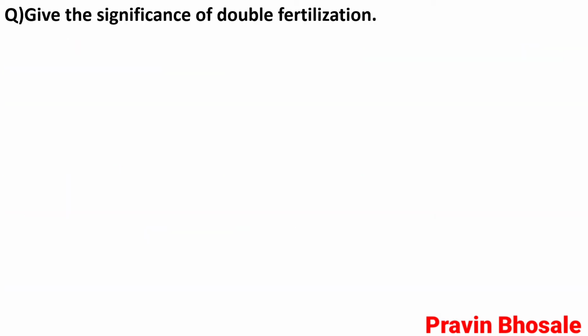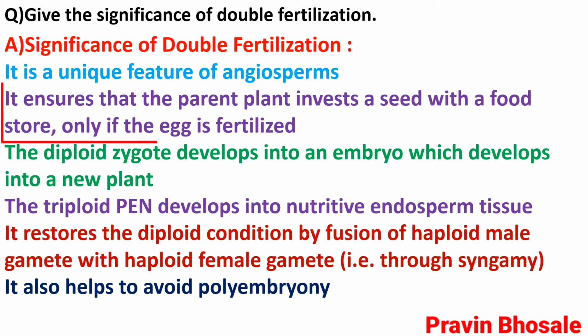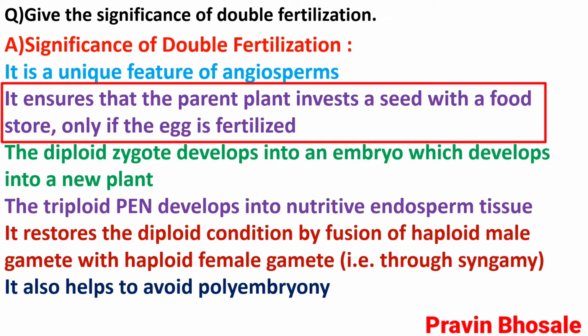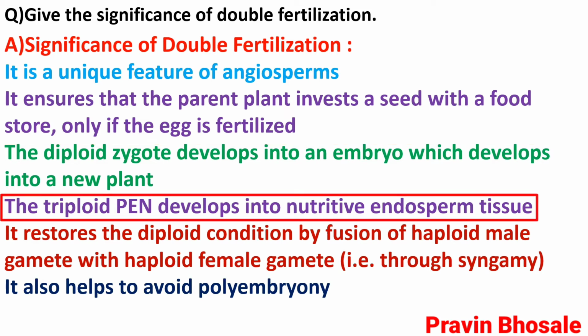Give the significance of double fertilization. It's a unique feature of angiosperm. It ensures that the parent plant invests a seed with a food store only if the egg is fertilized. The diploid zygote develops into an embryo, which develops into a new plant. The triploid PEN, that is primary endosperm nucleus, develops into nutritive endosperm tissue.